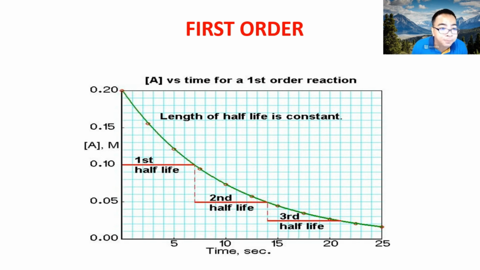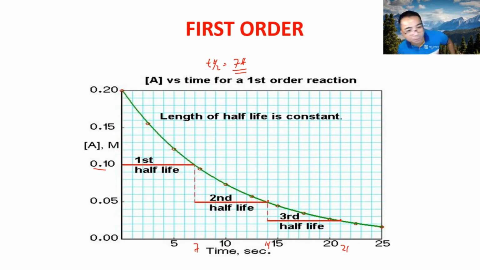How did I know that? 0.2, half ng 0.2 is 0.1. Kailan niya na-reach yun? After 7 hours. Half ng 0.1 is 0.05. Kailan niya na-reach yun? On the 14th hour. Half ng 0.05 is 0.025, somewhere along this line here. At kailan niya na-reach yun? On the 21st hour. So, tuwing kailan nare-reduce by half yung kanyang concentration? It's reduced by half every 7 hours. So, therefore, I know for a fact class that the half-life here is 7 hours just by looking at the graph.